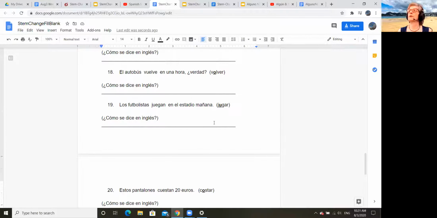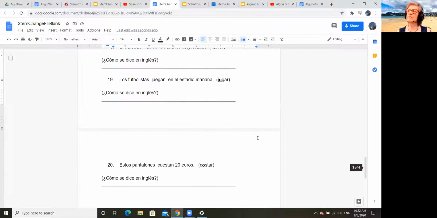So, por ejemplo, es común decir tenista, a person who plays tennis, tenista. Roger Federer es un famoso tenista. Bien. Ista is used with a lot of sports terms.